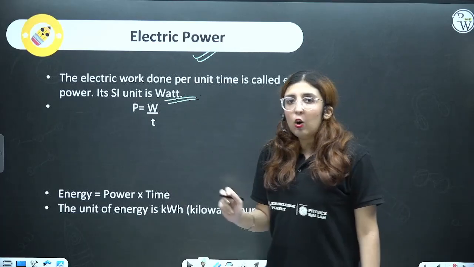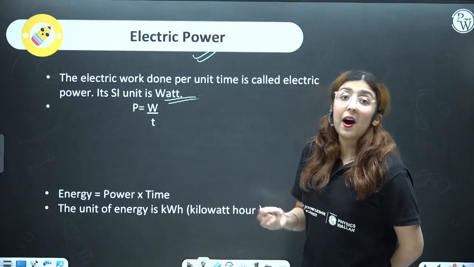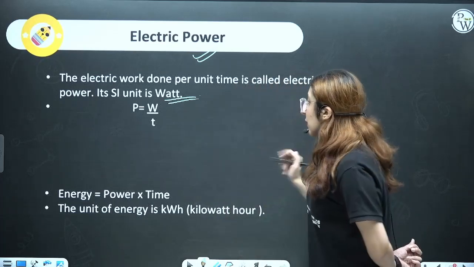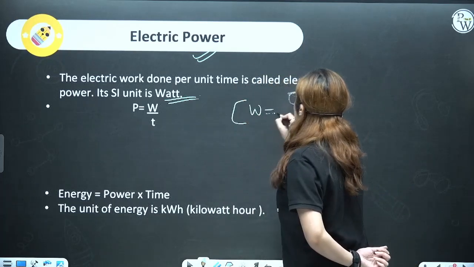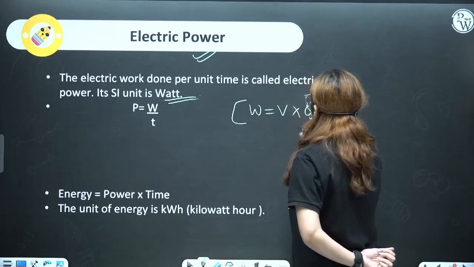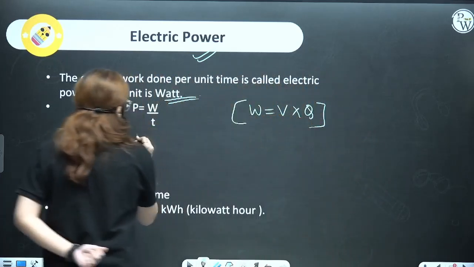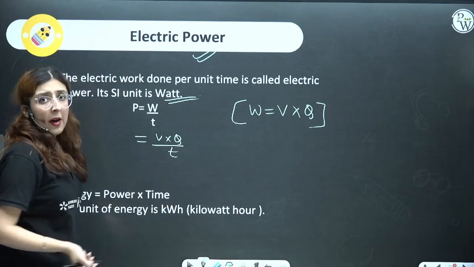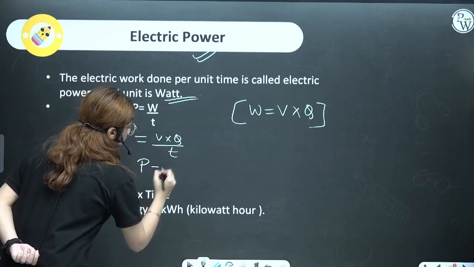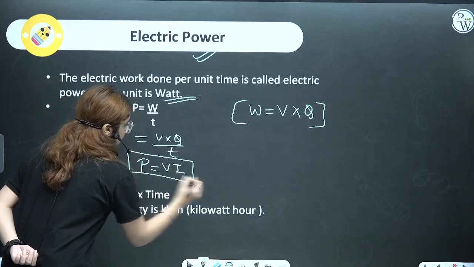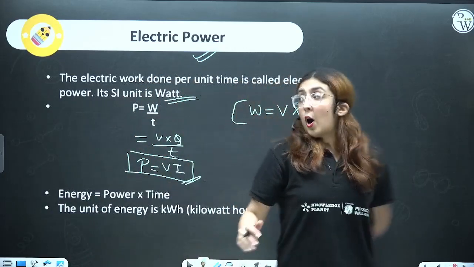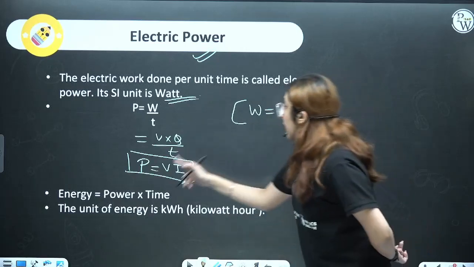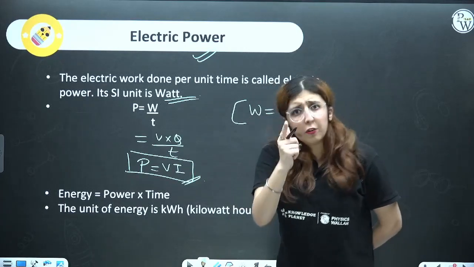Now, we have other formulas for power as well. Everyone have a look over here. Work done will be potential difference into charge. Any problem? No, right? Place it over here. Q by T is nothing but current. Very famous formula, this is how it is derived. From work done by time, you get power is also potential difference into current.